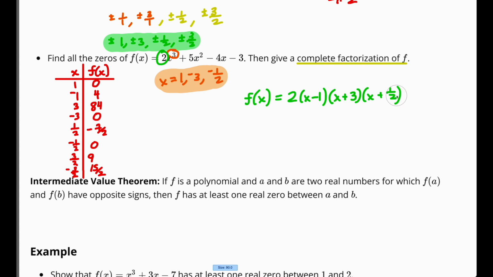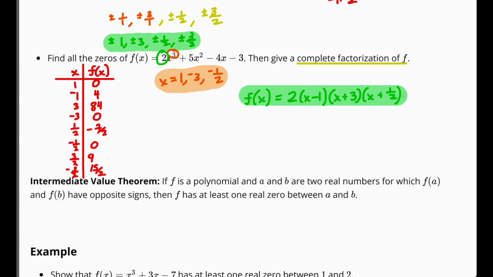Okay, so that is the complete factorization right there of f of x. If you expanded out that f of x factored equation that I have right there, you're going to actually get the original 2x cubed plus 5x squared minus 4x minus 3. So the zeros actually help us find the factors because of factor theorem, which again was discussed in the last video.